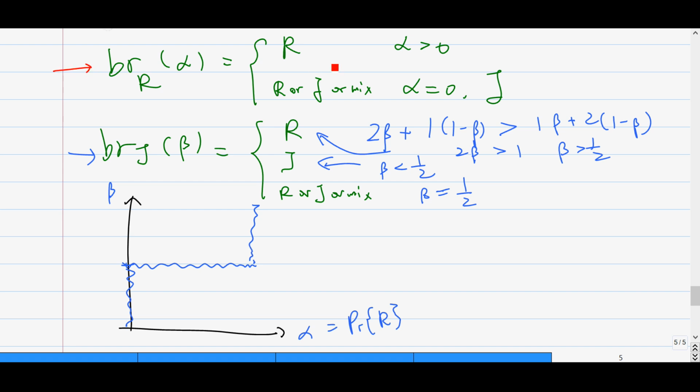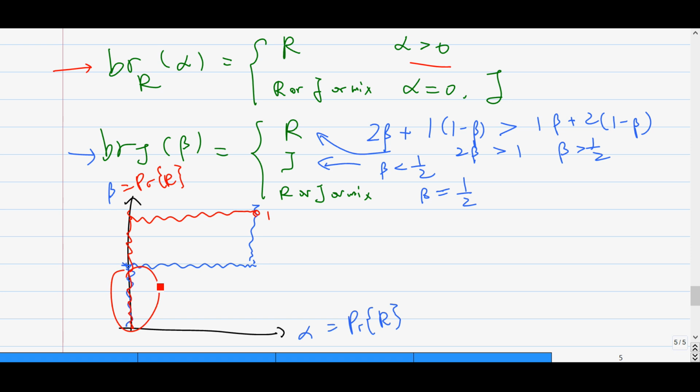So I'll use red to draw this. This is easy to draw because when alpha is 0, I choose J for sure. So J means beta equal to 0. So alpha equal to 0 is this line, and anything is okay. And when alpha is larger than 0, then I always choose R. Choosing R means beta is 1. So beta, again, is the probability of choosing R. So I get this whole thing. So suppose this is 1 here.